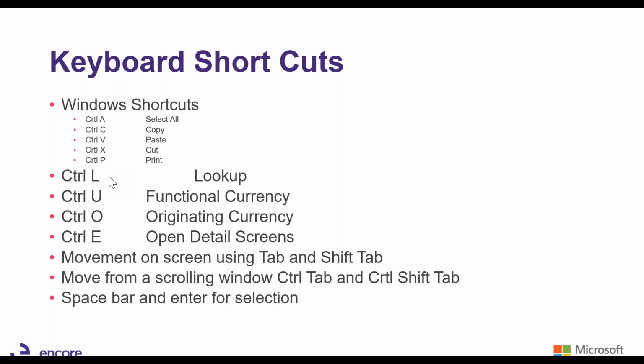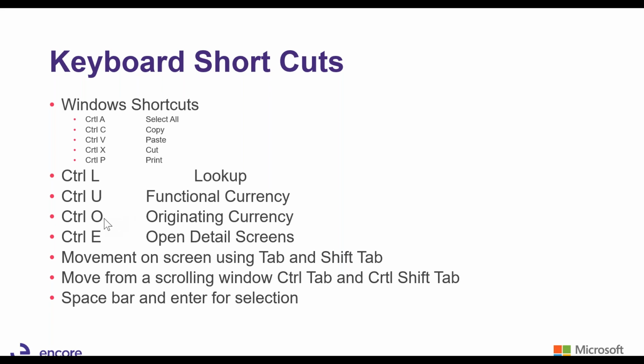Ones that are very important inside GP itself is the Control key with the letter L. That does a lookup. So instead of hitting the magnifying glass next to, say, the customers or the vendors or whatever it happens to be, hit Control-L, you'll get a lookup screen.